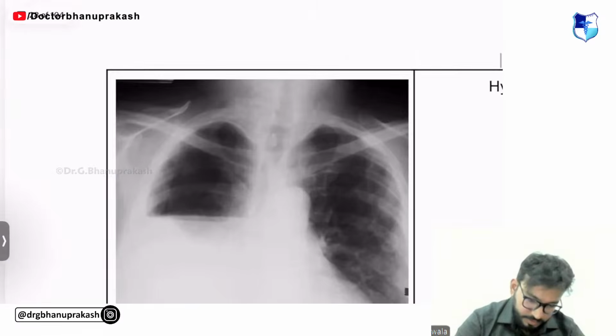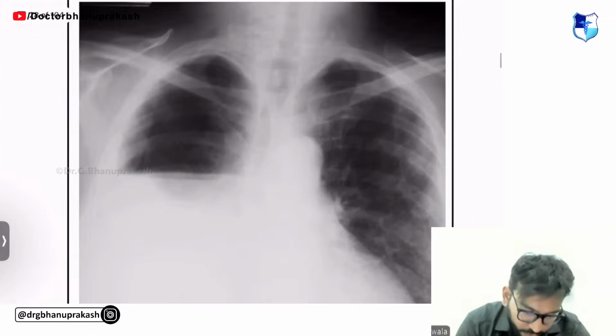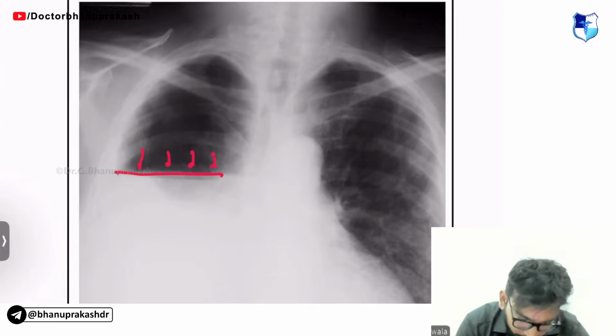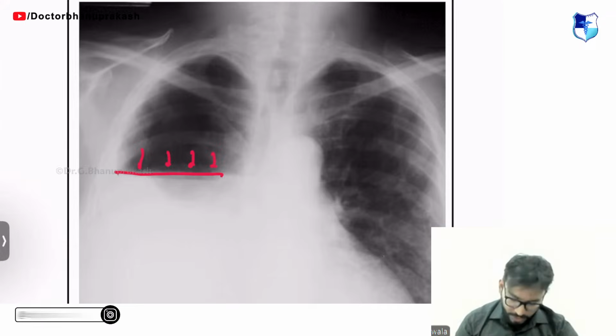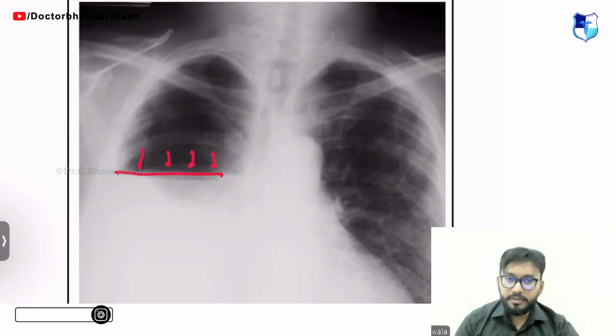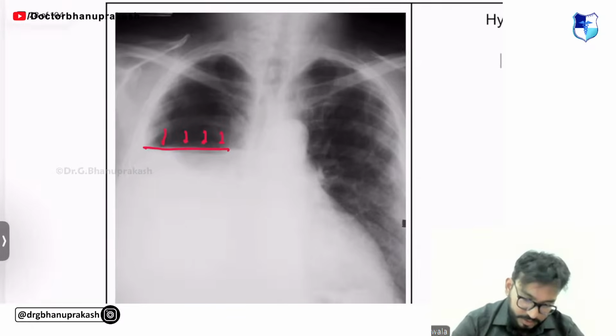Look at this. Do you see an air fluid level? This is the fluid and this is the air. Where do you see an air fluid level? Come on, guys. An air fluid level is seen in hydropneumothorax. Brilliant.